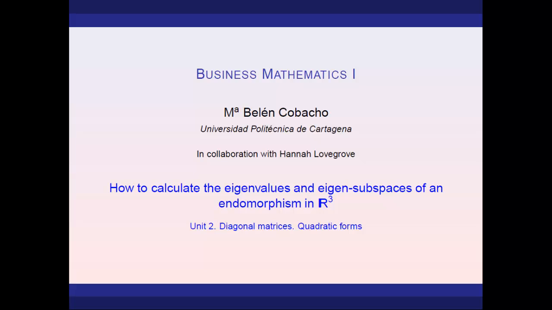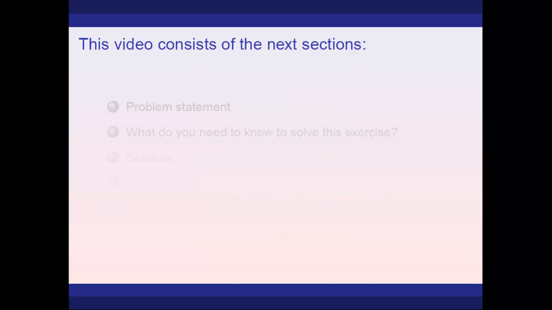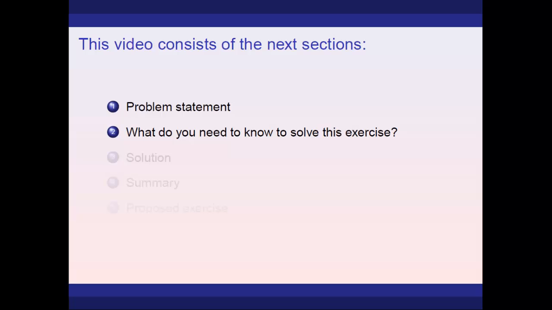Business Mathematics 1, How to Calculate the Eigenvalues and Eigensubspaces of an Endomorphism in R3. This video consists of the next sections. 1. Problem statement. 2. What do you need to know to solve this exercise? 3. Solution. 4. Summary. 5. Proposed exercise.